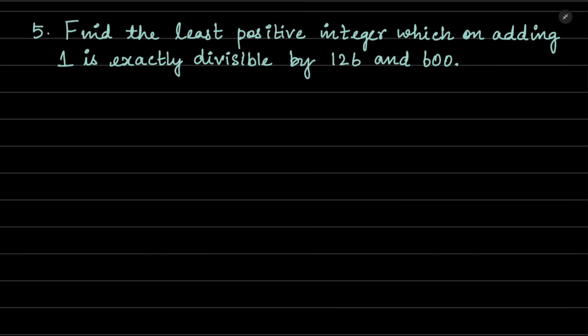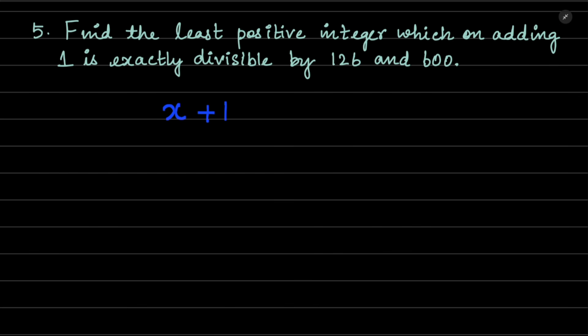Now, what is the question asking? You have to find a number x which, when added by 1, can get perfectly divided by 126 and 600. Now you tell me, can that number be a smaller number or a bigger number? It is definitely going to be a bigger number, because it has to be perfectly divisible by 126 and 600. So if it is a bigger number, then what do we go for? We always take the LCM.